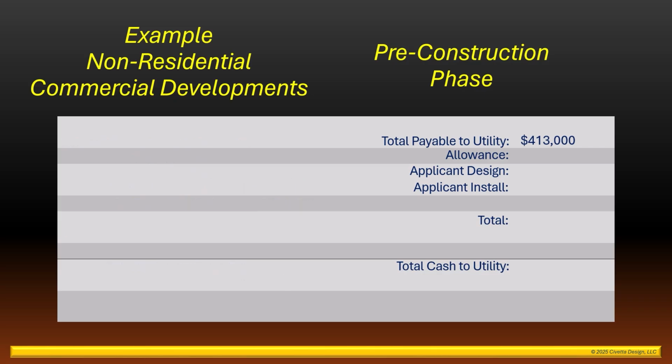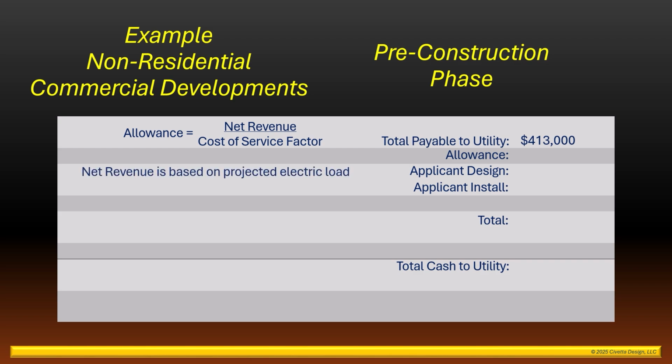Next, they will determine the applicant's construction allowance. However, the allowance for commercial facilities is not a fixed value as it is for residential projects. The allowance for a non-residential project is calculated by dividing the net revenue by a cost of service factor. The net revenue is based on the applicant's projected electric load, typically estimated for 12 months of service. The cost of service factor is based on several items including depreciation, taxes, maintenance fees, and many other expenses incurred by the utility. We'll assume the cost of service factor to be about 15% for our example.